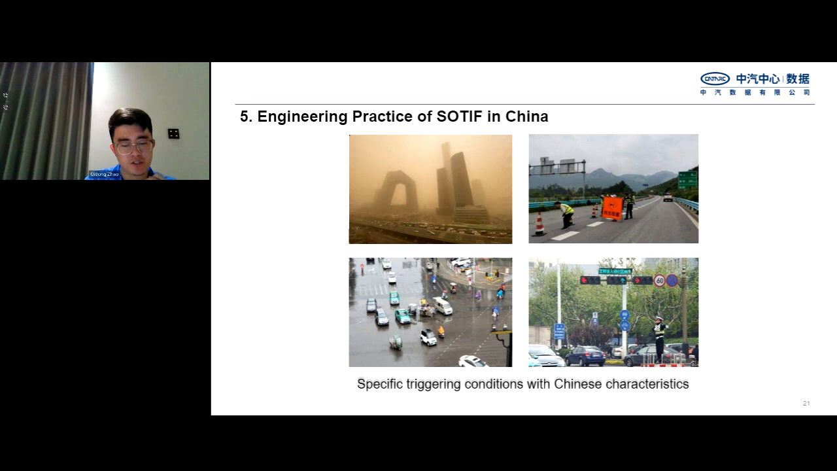And with these factors, actually we call them trigger conditions, we can generate different scenarios that can be used for verification or validation. Especially in China, we have some unique scenarios, as you can see in this page, such as haze, or frequent construction sites with workers crossing the road in chaos, or a traffic policeman standing on the post in the center of the intersection.